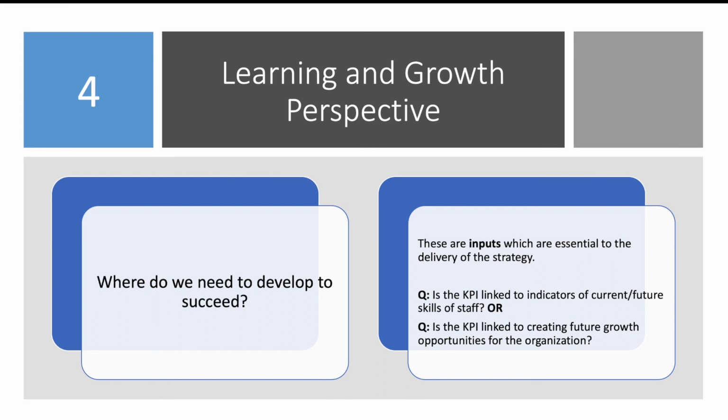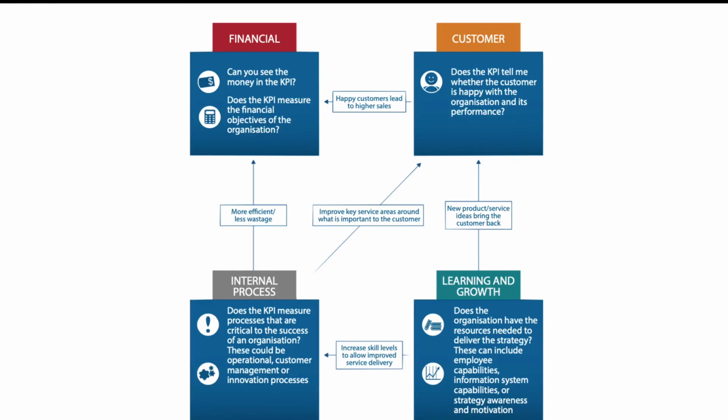The next slide is performance measurement and motivation. This section is about the cause and effect relationship of all these perspectives. The one I told you was the financial perspective, the other ones were customer, internal process, and the last one was learning and growth. Now I'm going to tell you how these are interlinked. Financial. Can you see the money in the KPI? Does the KPI measure the financial objective of the organization?